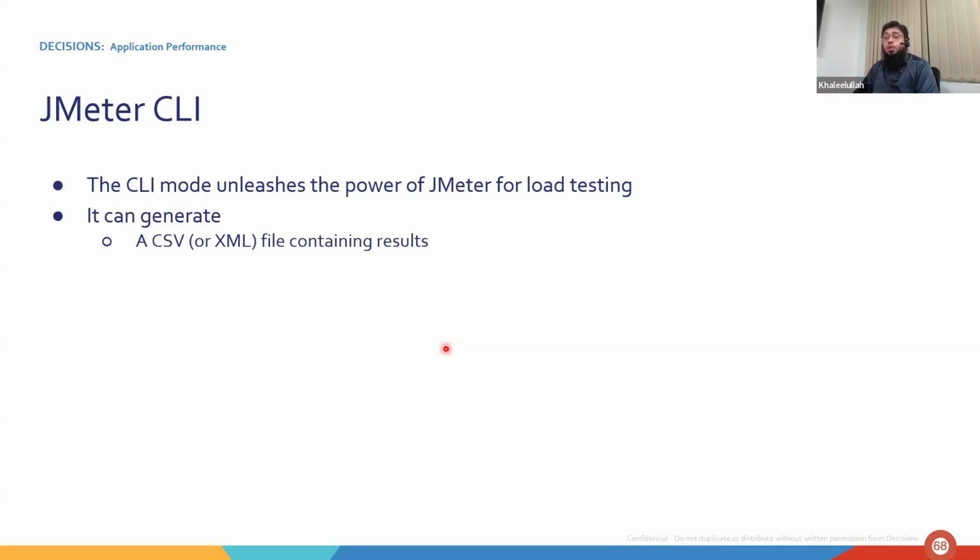So CLI can also generate CSV or XML results, and it can also generate the results in one more format called JTL. There are three results formats which we have: CSV, XML, and JTL. Apart from that, the HTML report that I spoke about earlier, which can be created from the user interface, can also be created from the CLI. So I can go ahead and generate my report from CLI.